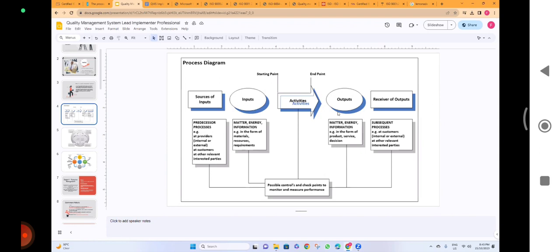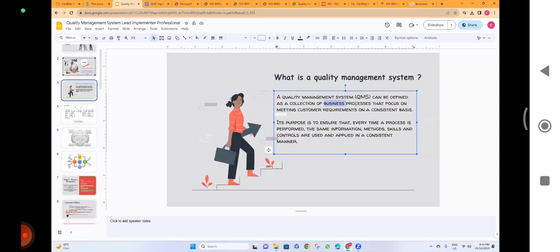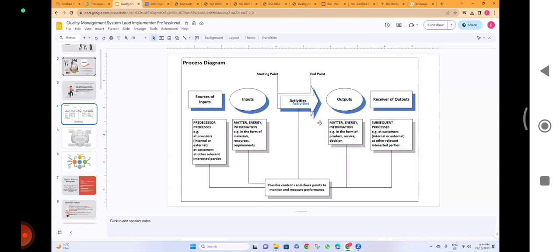This is called the process approach, which I said exists in every organization. This is what quality management activities look like. This diagram right here can be described as business processes that focus on meeting customer requirements on a constant basis. This is what happens at your company today. In your organization, this is what is going to happen tomorrow. When you see a customer coming in, or when you are going to deliver a product or a service to a customer, that is the receiver's outputs. You are going to see the outputs, and so on. You can track it back and forth like that.